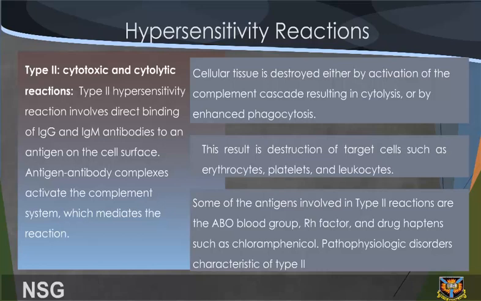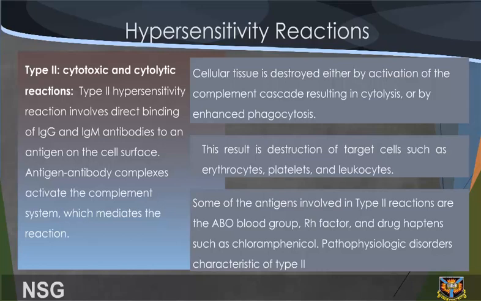Antigen-antibody complexes activate the complement system, which mediates the reaction. Cellular tissue is destroyed either by activation of the complement cascade resulting in cytolysis or by enhanced phagocytosis. This results in destruction of target cells such as erythrocytes, platelets, and leukocytes. Some of the antigens involved in type 2 reactions are the ABO blood group, Rh factor, and drugs such as chloramphenicol.